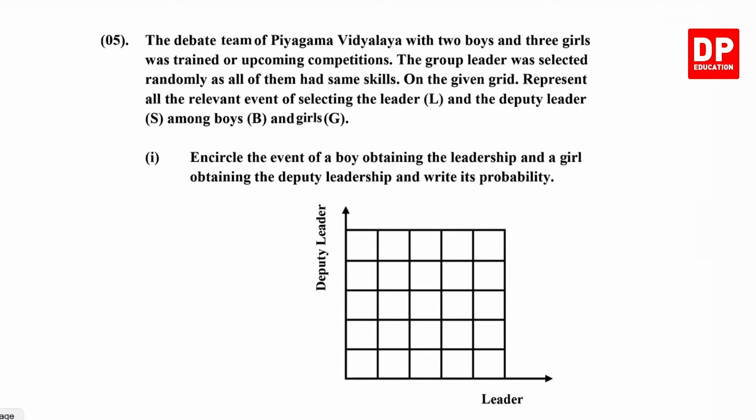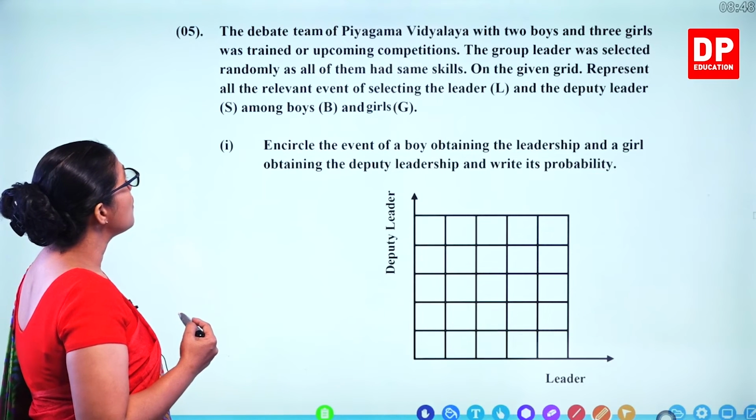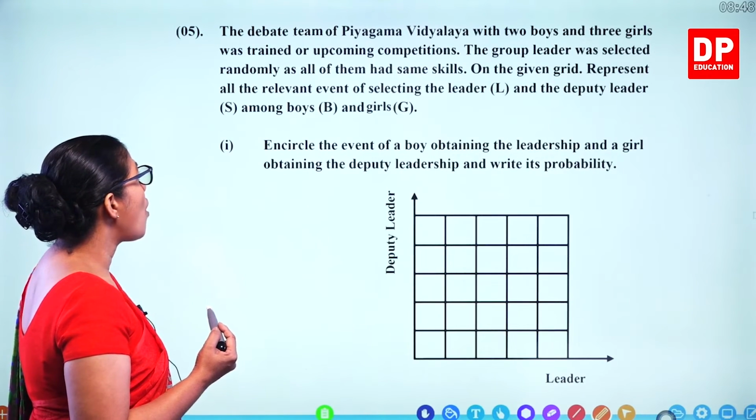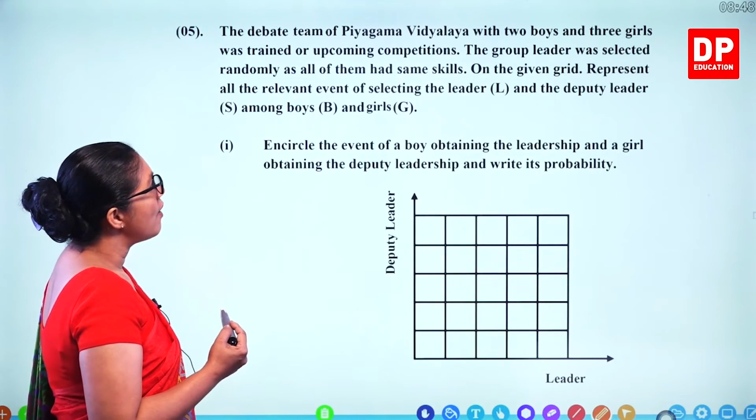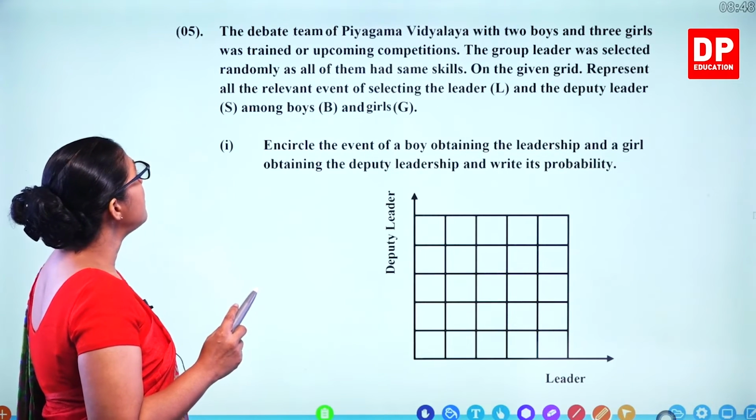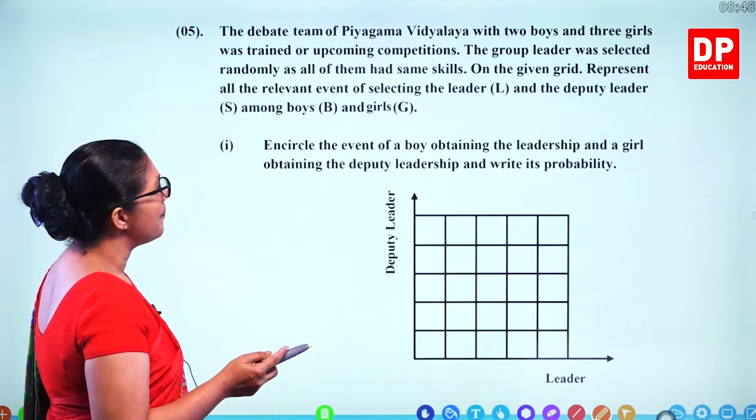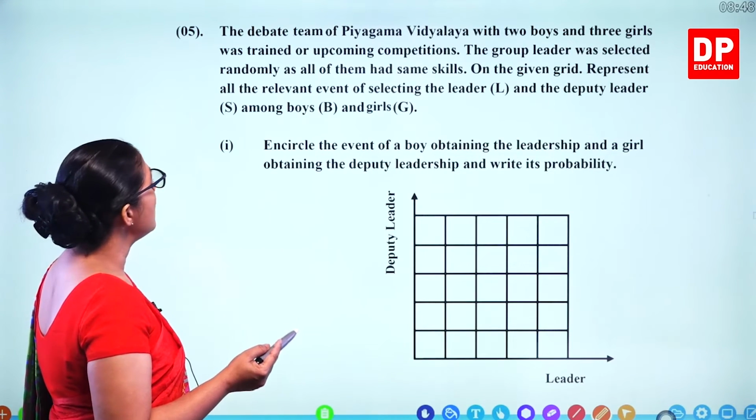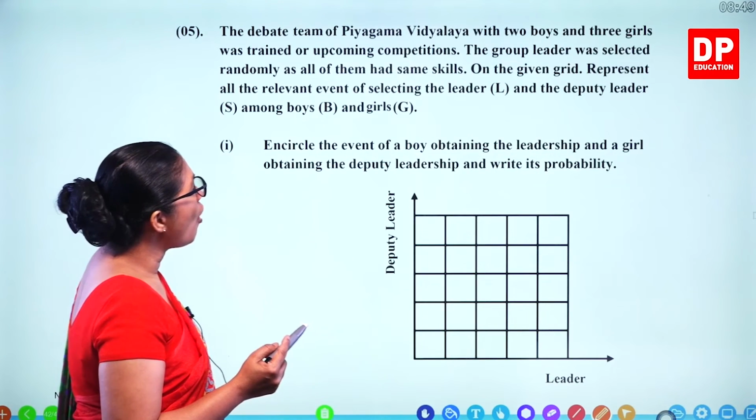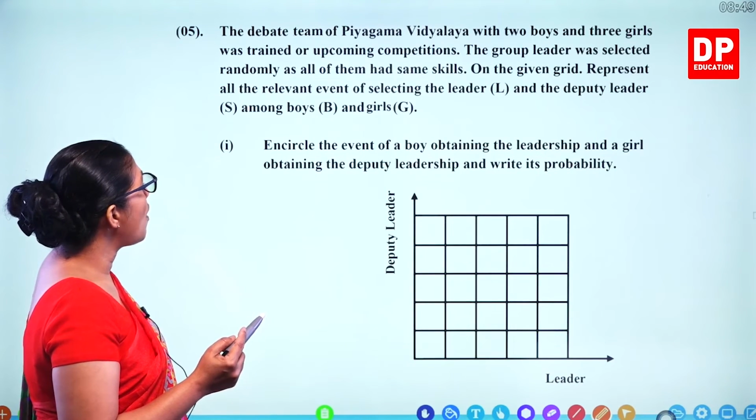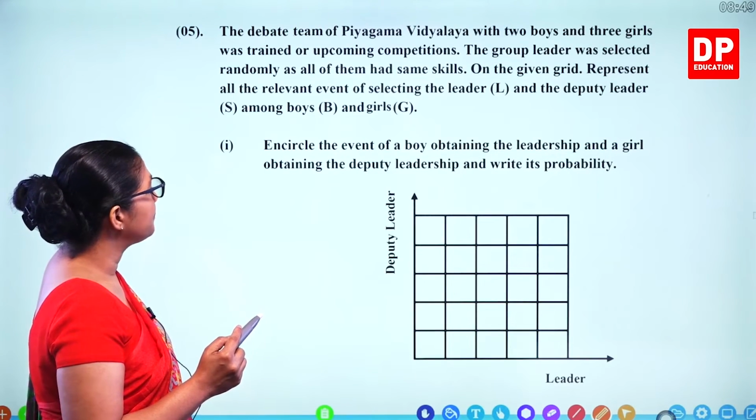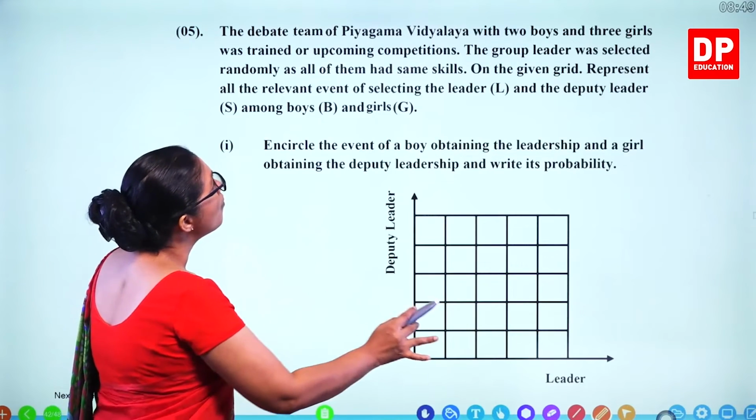So question number 5. The debate team of Piyagama Vidyalaya with 2 boys and 3 girls was trained for upcoming competitions. The group leader was selected randomly as all of them had the same skills. On the given grid, represent all the relevant events of selecting the leader and the deputy leader among boys B and girls G. Encircle the event of a boy obtaining the leadership and a girl obtaining the deputy leadership and write its probability. So, who are the people?